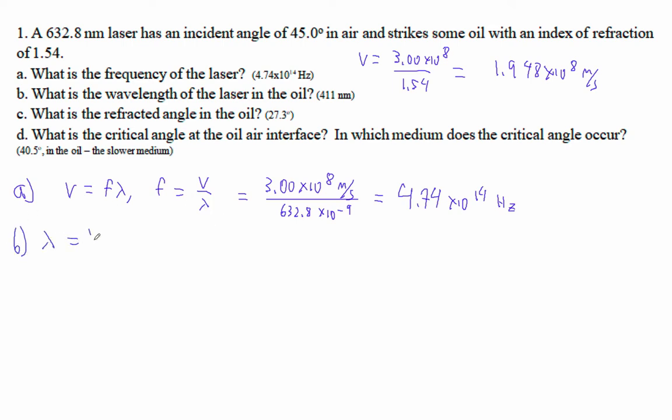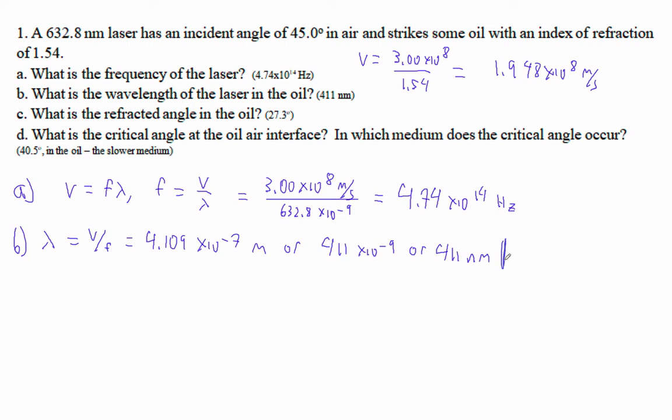Wavelength is velocity divided by frequency. And so if you do this velocity divided by that frequency, you get 4.109 times 10 to the minus 7, or 411 times 10 to the minus ninth, or 411 nanometers, right?